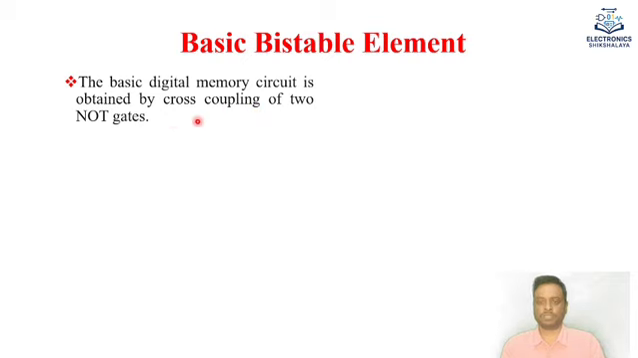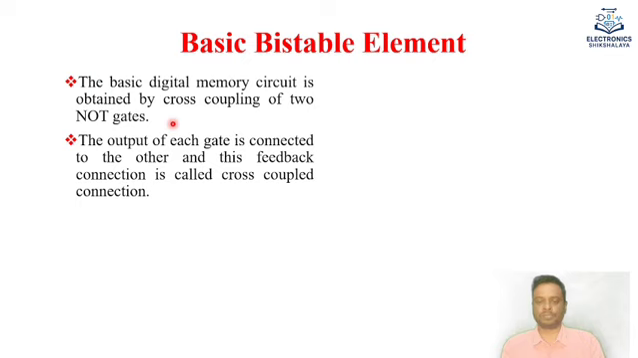So what is cross coupling? Cross coupling means the output of each gate is connected to the input of the other gate. This is a feedback connection, called the cross couple operation, where the output of one gate is connected to the input of another gate.